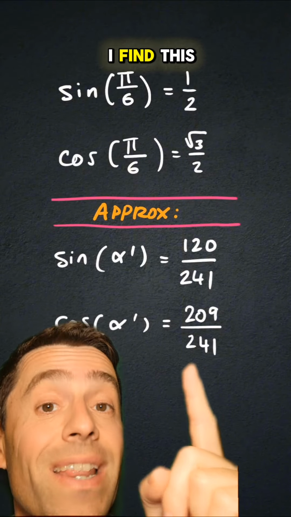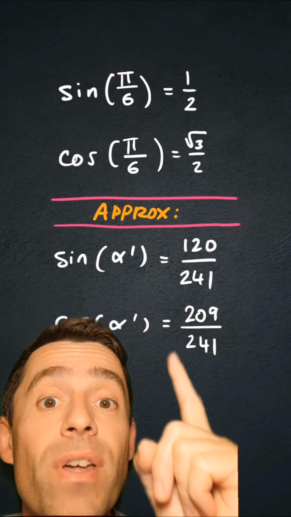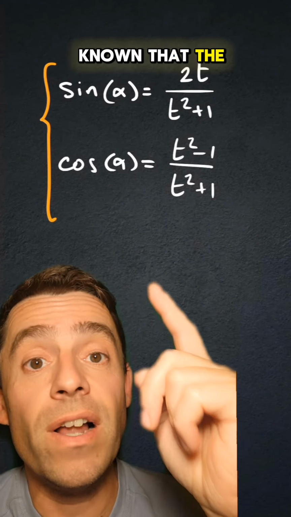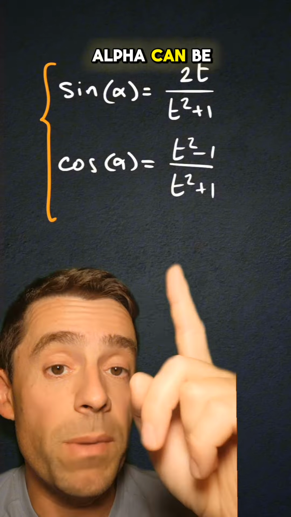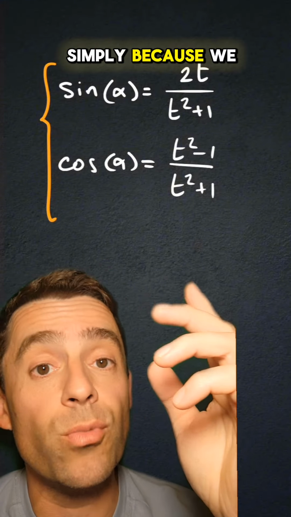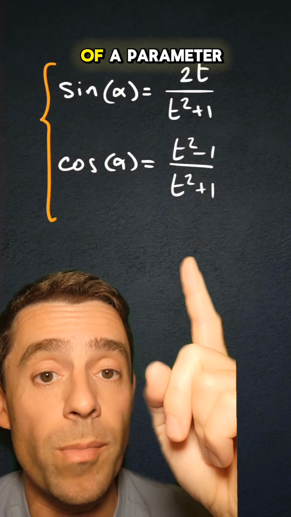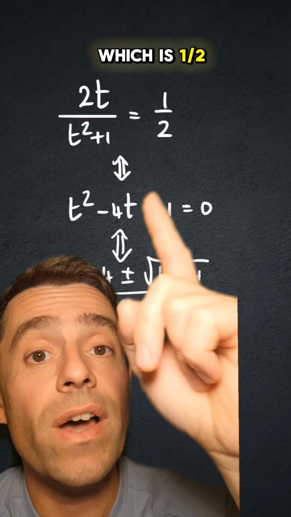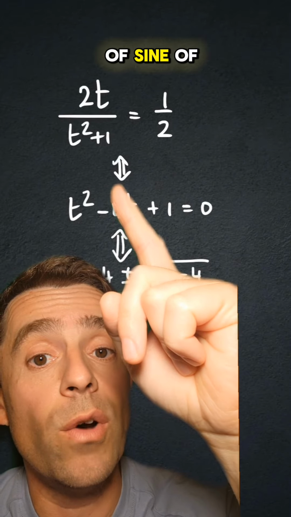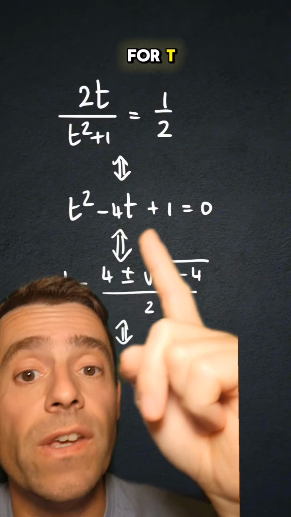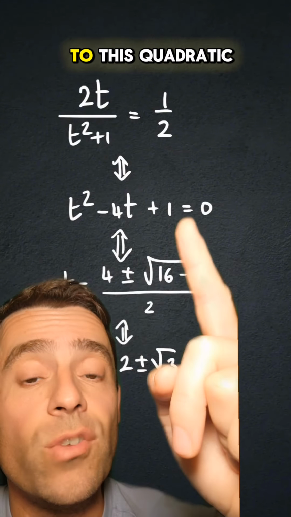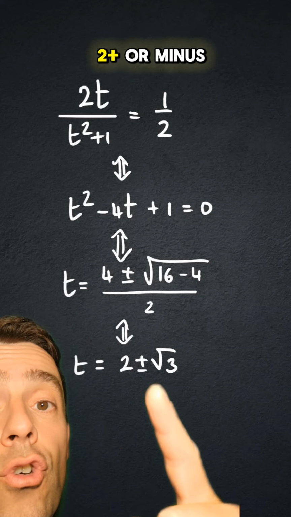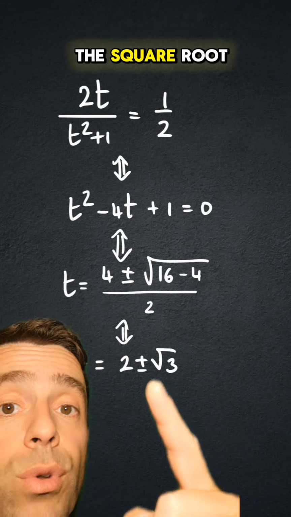So how did I find this triple in particular that is close to the angle 30 degrees? It is well known that the values of sine of alpha and cosine of alpha can be parameterized, simply because we can parameterize the circle in terms of our parameter t. If I want to approximate sine of pi over 6, which is a half, I can use the parametric form of sine of alpha and solve for t. This is equivalent to this quadratic equation, which I can solve using the quadratic formula. So t is 2 plus or minus the square root of 3.